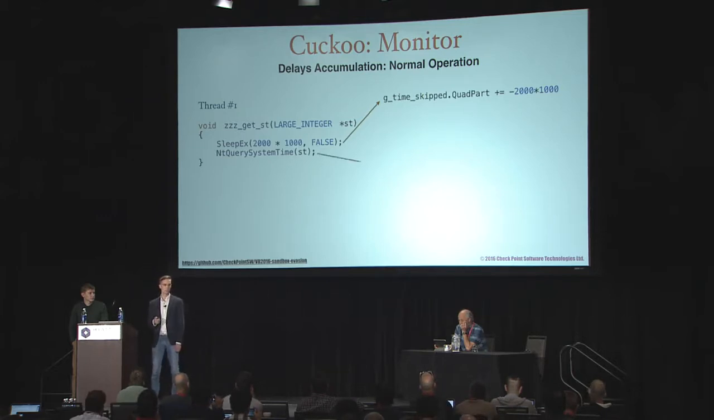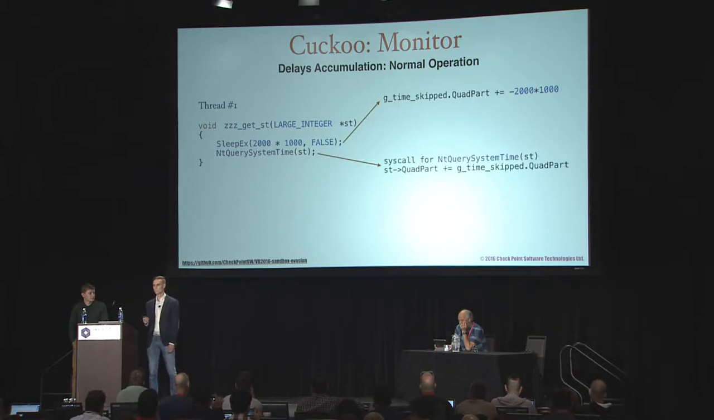And when we call anti-query system time functions, Cuckoo monitor hook performs a syscall for the query system time functions, and after that it adds the global variable gtime skipped value to the time it received. So basically it's done in order to avoid detection by skip delays.